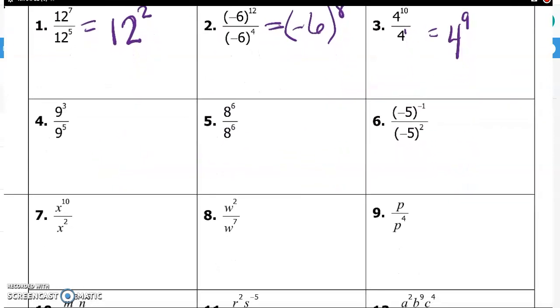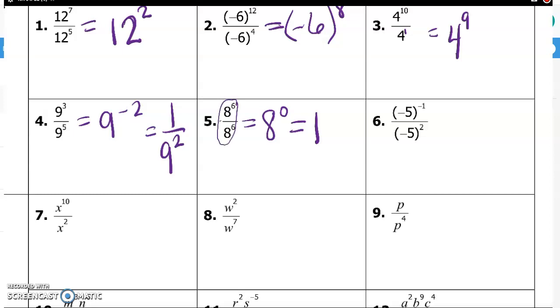Number 4, when you subtract, you get 9 to the negative 2. So then we have to rewrite it, so it's 1 over 9 squared. Remember, negative exponents need to go to the bottom. Number 5, when you subtract, you get 8 to the 0, and we have to remember that anything to the 0 power is 1. So now you can see why that happens. Remember, anything divided by itself cancels out to 1. So that's why anything to the 0 power is 1.